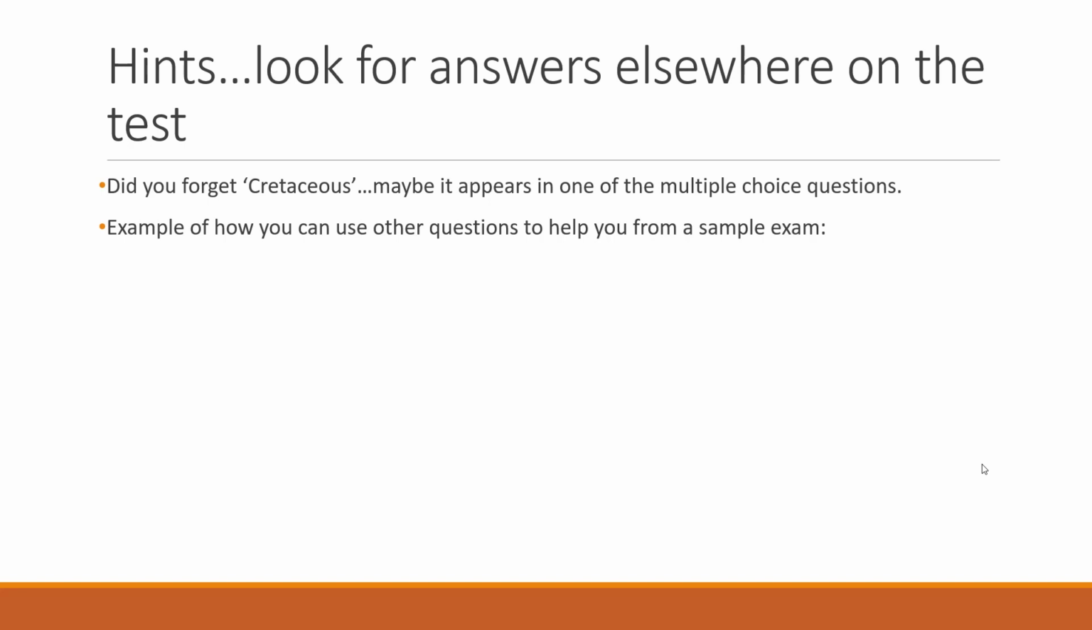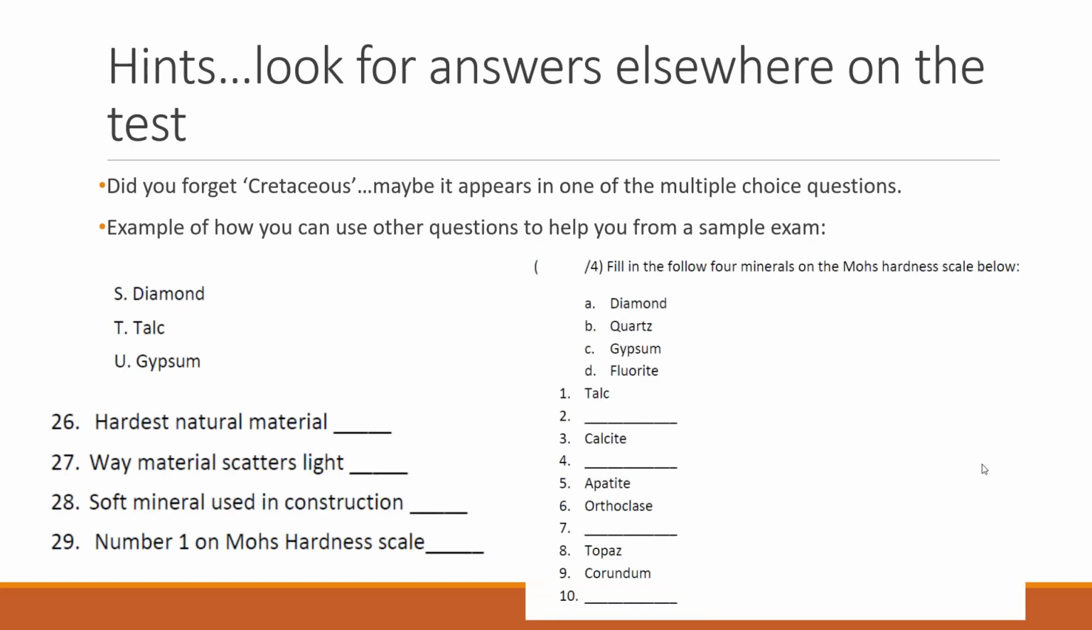Here's an example of how you can use other questions to help you on a sample from an exam. So this part over here would be matching. And so here we have several questions and some of the answers are diamond, talc, and gypsum. These are all minerals. Here we have a fill in or a short answer, which is fill in the following minerals, and we have diamond. But we also see talc and we have gypsum. So the same three minerals that are in the matching now show up in this other question.